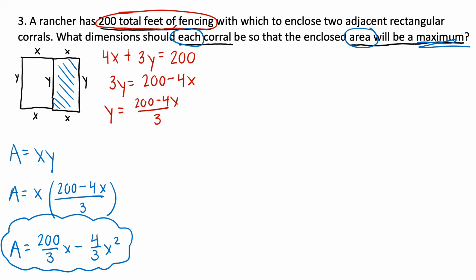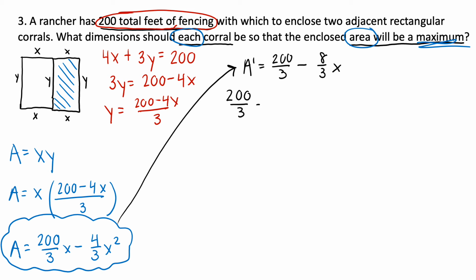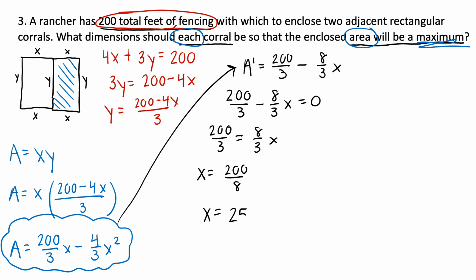So we can go ahead and take our derivative. So A prime equals 200 over 3 minus, bringing our 2 in the front, we get 8/3 x to the first power. We can go ahead and set this equal to 0. So we have 200 thirds equals 8 thirds x. Multiplying by 3/8 on both sides, we get x equals 200 over 8. 200 divided by 8, x just gives us 25.